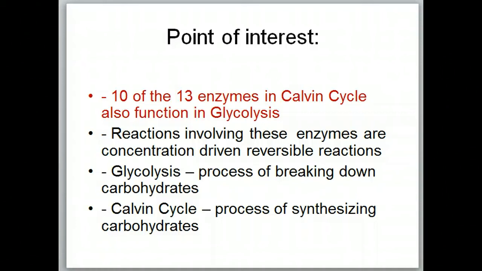Now then, as just a point of interest, notice that 10 of the 13 enzymes in the Calvin cycle are also found in glycolysis. So we have a lot of similarity here between these two processes. These reactions involving these enzymes are concentration-driven, reversible reactions, and so these two processes are sort of the reverse of each other. Glycolysis is a process of breaking down carbohydrates. The Calvin cycle is a process of manufacturing or synthesizing these carbohydrates.